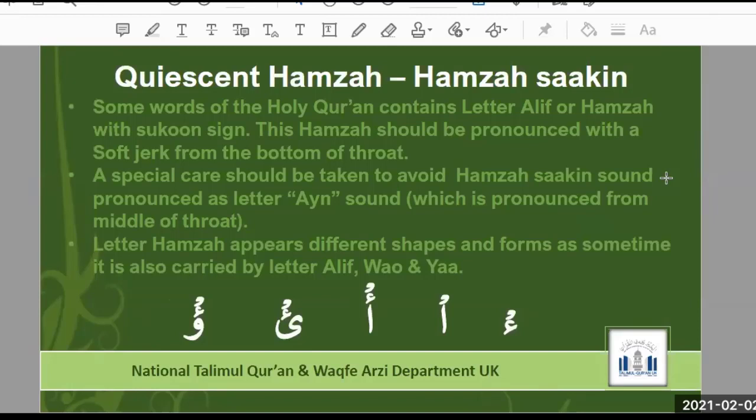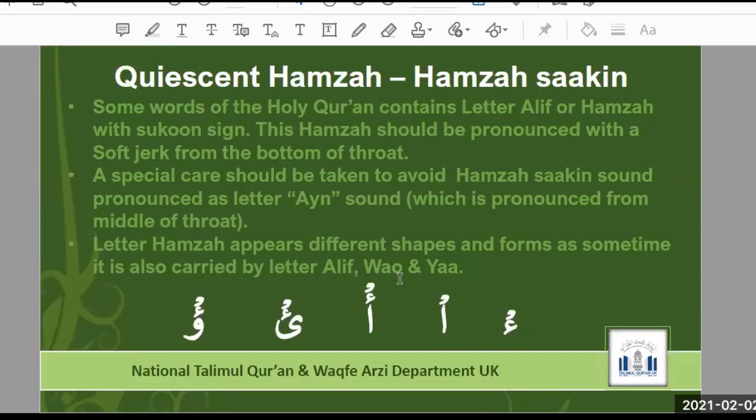This Hamza should be pronounced with a soft jerk from the bottom of the throat, because Hamza is always pronounced from the bottom of the throat. And special care should be taken to avoid the Hamza Sakin sound being pronounced as the letter Ayn. Because Ayn and Hamza are very near to each other, Hamza is from the bottom of your throat, very next to your neck, and the Ayn is the middle of your throat. So you need to make a difference between these two, like an amta and an amta. A sound is a Hamza sound.